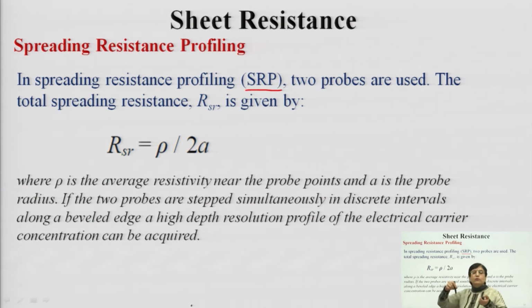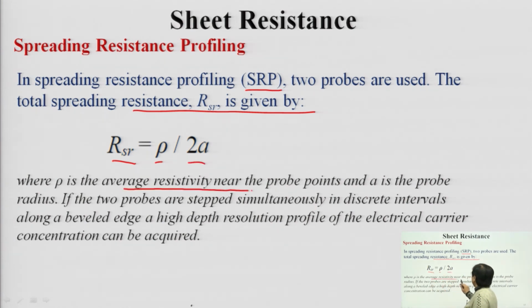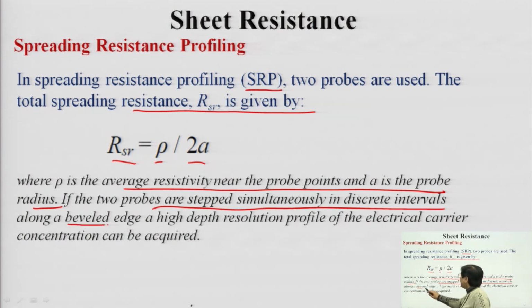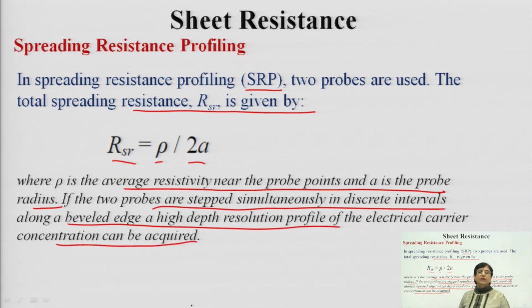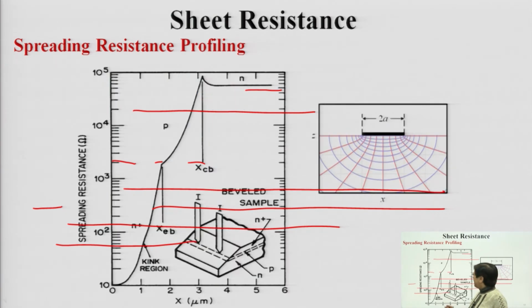Two probes are used instead of 4 probes, and the total spreading resistance will be given by R_SR = rho / 2a. Here, rho is the average resistivity near the probe points and a is the probe radius. If 2 probes are stepped at intervals along a beveled edge, a depth profile of the electrical carrier concentration can also be acquired. You can measure this if you have a beveled profile.